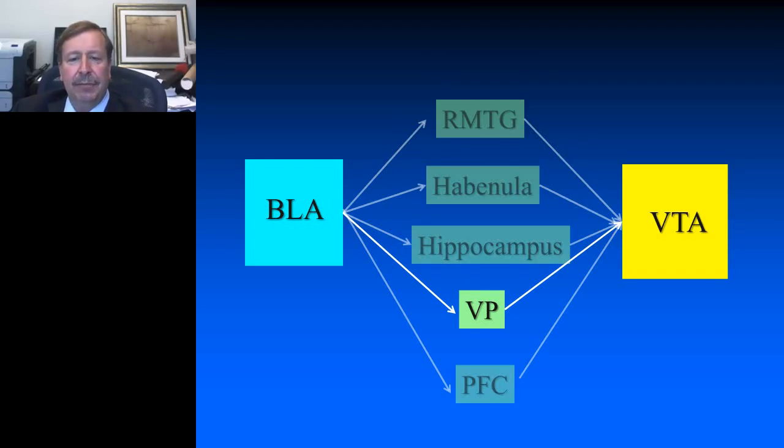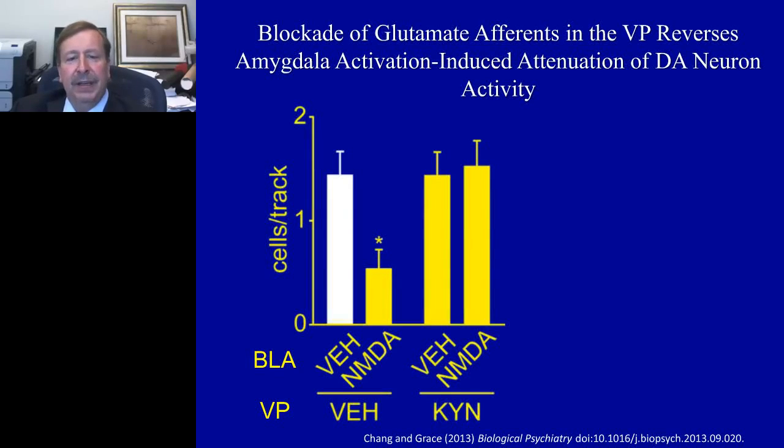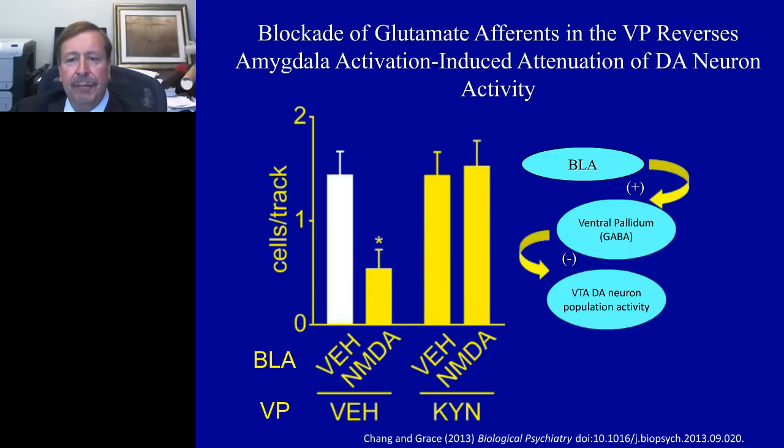And one common area is the ventral pallidum, the area that we showed has an involvement with respect to the activation in the schizophrenia model. In fact, what we find is if we block the glutamatergic projection from the amygdala to the ventral pallidum with a glutamate antagonist, kynurenic acid, we can reverse the effects of amygdala activation on dopamine neuron firing, suggesting that the activation of the amygdala driving the attenuation of dopaminergic neuron firing is mediated by activation, in this case, of the ventral pallidum.